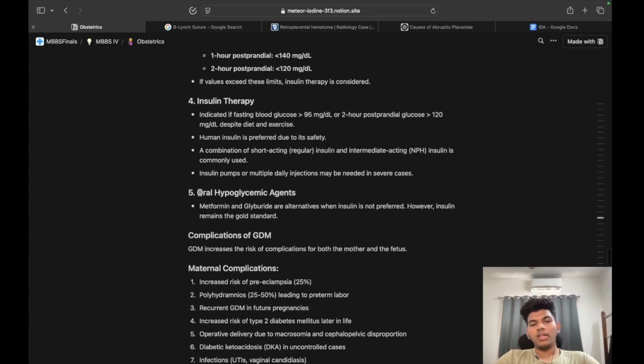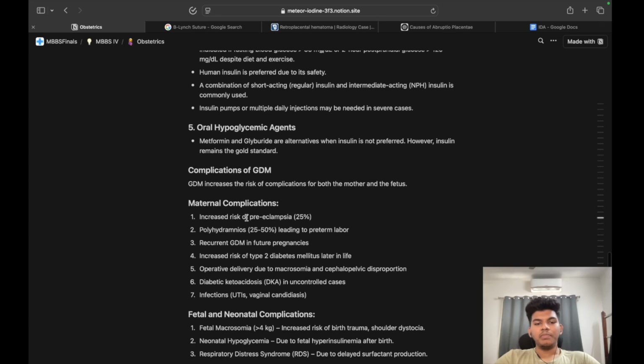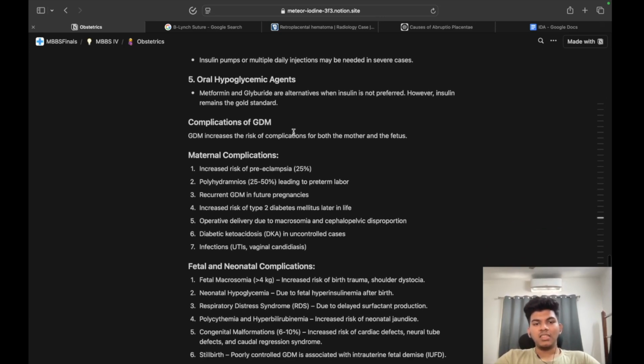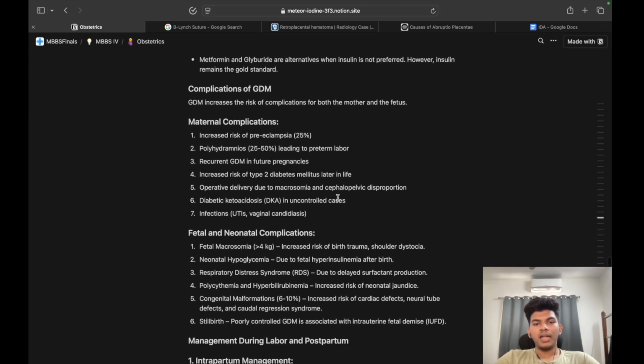And then we have oral hypoglycemic drugs. Metformin and glyburide are alternatives when insulin is not preferred, but insulin remains the gold standard for GDM. And then coming to the complications. GDM increases the risk of complications for both mother and the fetus.